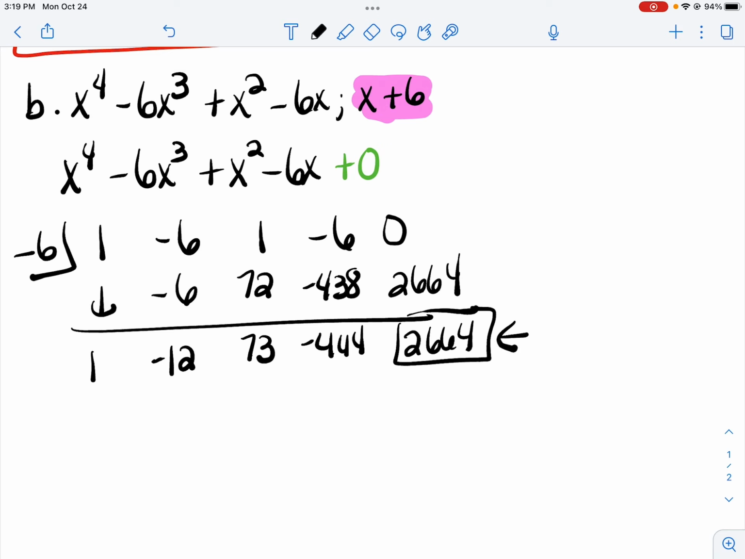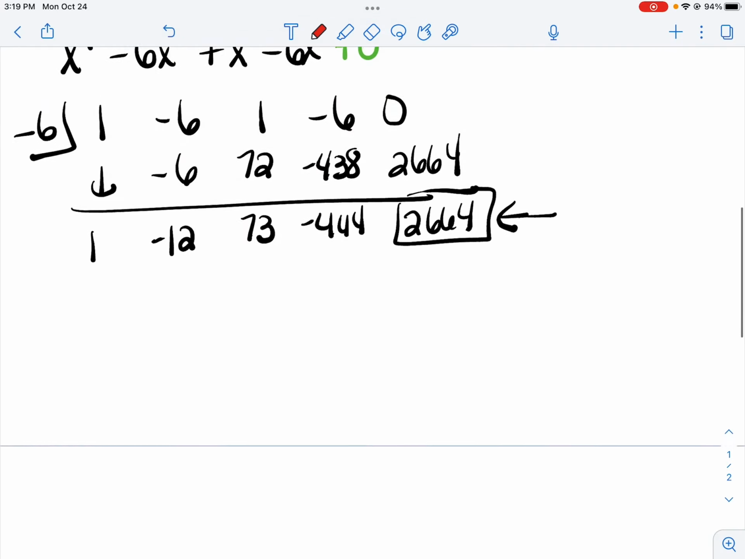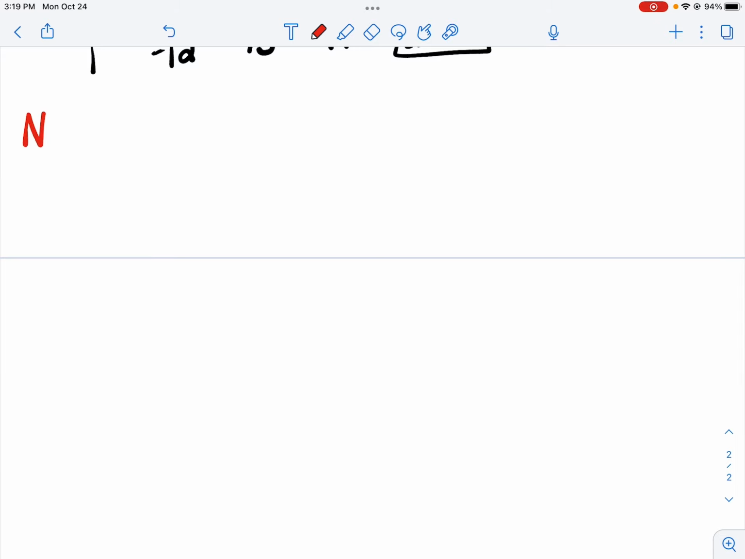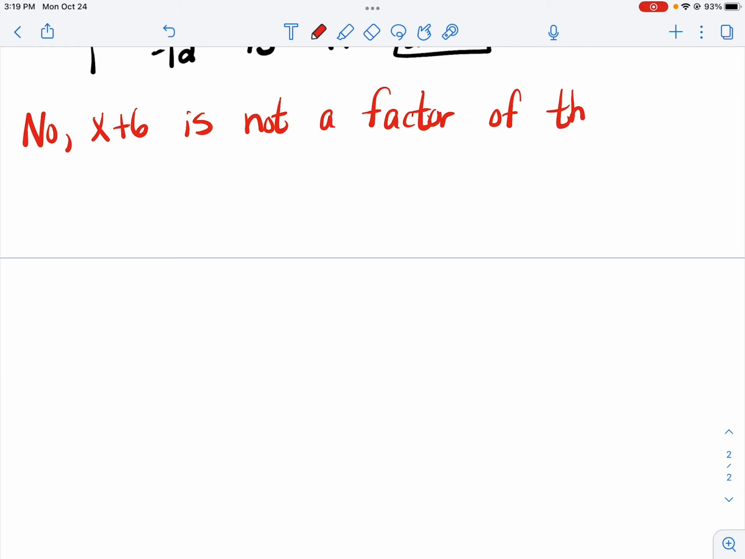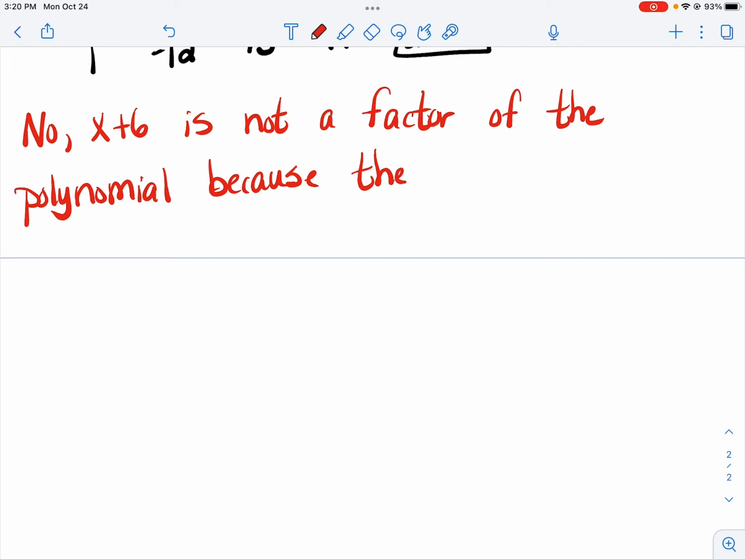Again, because we're asked to decide if the second polynomial is a factor of the first, we're going to look at that remainder. The remainder here is not 0, so no, x plus 6 is not a factor of the polynomial, because the remainder is not 0.